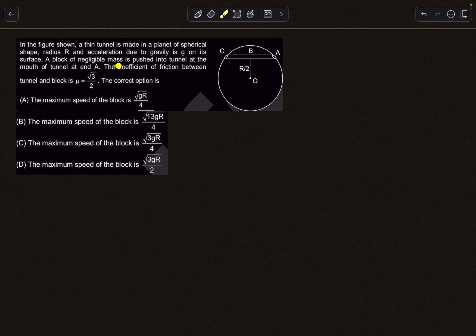A block of negligible mass is pushed into the tunnel at the mouth of the tunnel at end A. The surface of the tunnel is actually rough and the coefficient of friction is given to be mu. We have to figure out the maximum speed of the block through the consequent motion. Give this a try, guys, and then check out the solution.